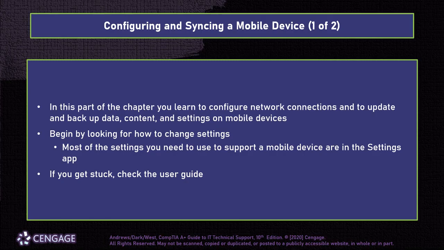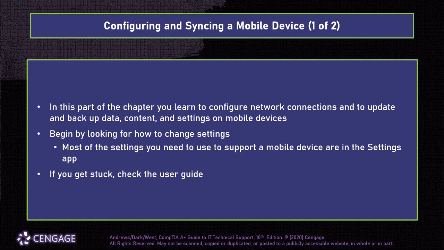So let's talk about synchronization and configuration. We're going to talk about how to set up a network connection, how to back up data, content, settings. First thing we need to start with is looking at how we change settings. Most of the settings we need are in the settings app, which is pretty handy. There is an online user guide, and of course, just Google it or hit YouTube. There's a ton of different tutorials out there, so always make sure that you try and find a couple of different ways to envision whatever it is that you've got going on.